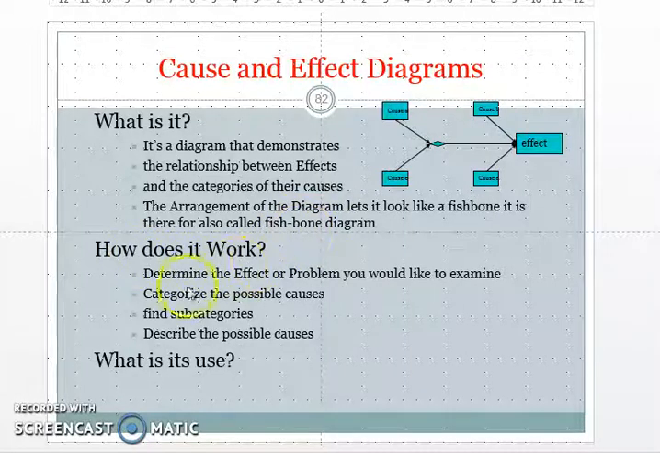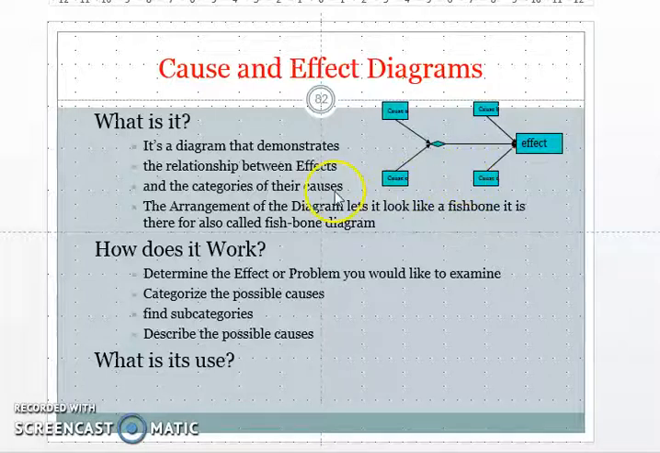And how does it work? Determine the effect or problem you would like to examine. That problem you have to take for brainstorming. You have to categorize the possible causes. I already told you: man, material, machine or equipment. If all these are not applicable, then consider only those which are more relevant.